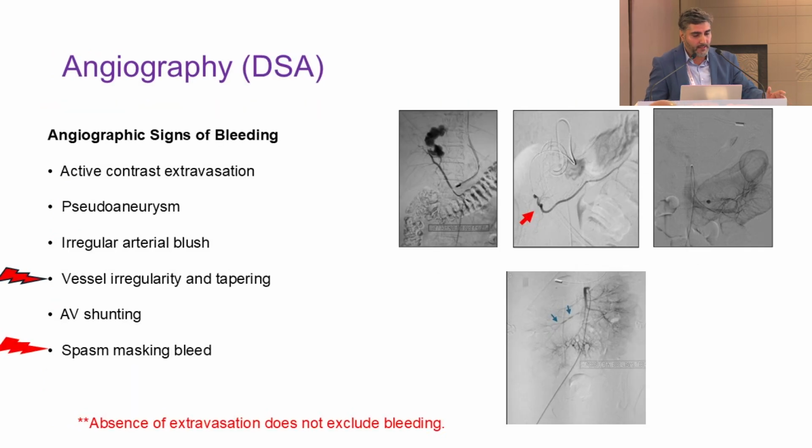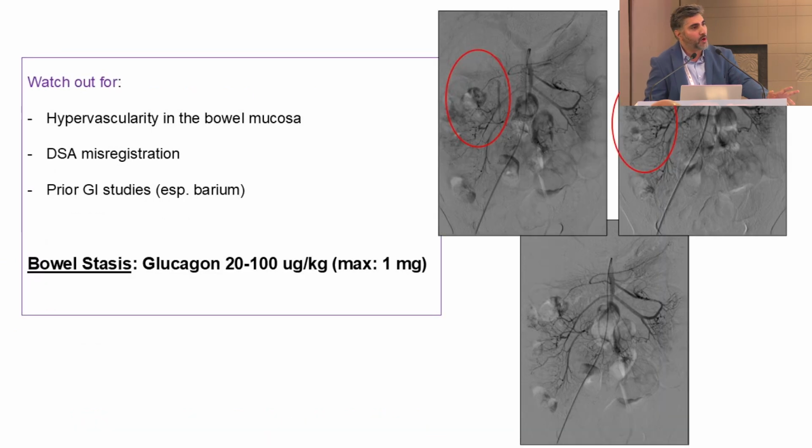Angiography signs are similar to adults: active contrast extravasation, pseudoaneurysm, irregular arterial blush. But what is important in the pediatric population is vessel irregularity, tapering, or spasm, because they might be masking bleeds. So we need to wait for some time and reevaluate these vessels again to rule out any bleeding. We need to watch out for hypervascularity because the normal pediatric bowel appears hyperemic. It's important to differentiate this physiological mucosal enhancement from bleeding.